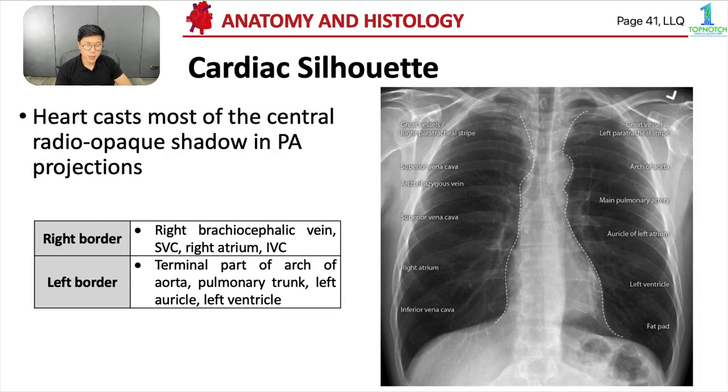So the clinical correlation of those borders, or the concepts that we discussed, is the cardiac silhouette on chest X-ray. The heart casts most of the central radiopaque shadow in PA projections. The right border, seen here, is made up of your right atrium, and you have a bit of the superior vena cava and inferior vena cava. The left border is made up of your arch of the aorta, your pulmonary trunk, the left auricle over here, and your left ventricle. What takes up most of this space would be your right ventricle. Again, it's mostly the sternocostal surface of the heart.